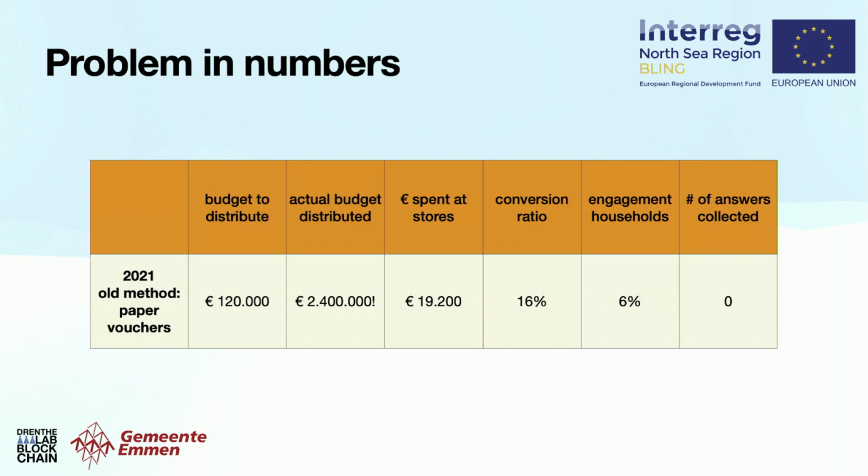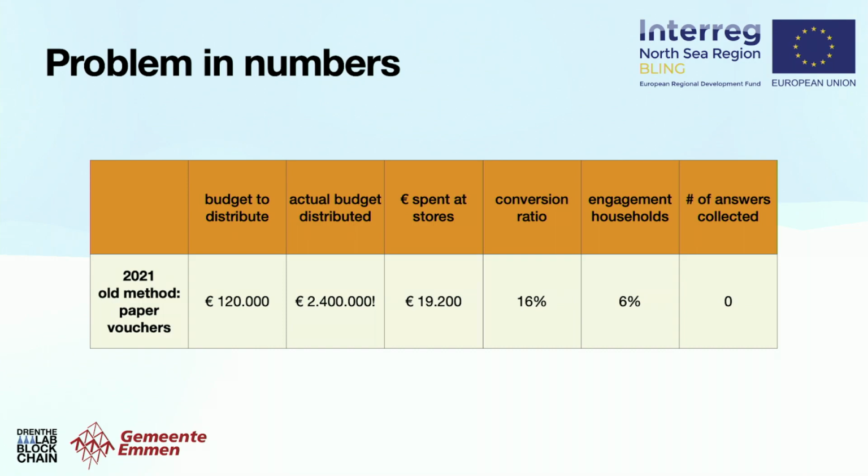Let me talk you through these numbers because they are quite interesting. In the year 2021, the budget provided by the central government to the city was 120,000 euros. They printed the vouchers for the amount of 2.4 million euros, put them all in envelopes and put them in every house. But only 19,000 euro, a little bit more, was spent at local stores. So the persons in the municipality that were given the task to do this job say, this is an awful project because I have this money and I can't spend it with the people that live in my city.